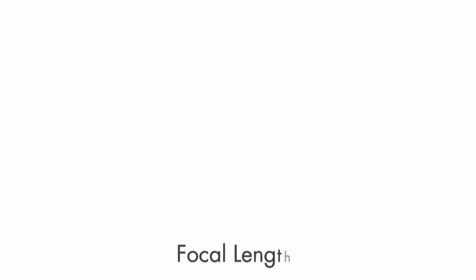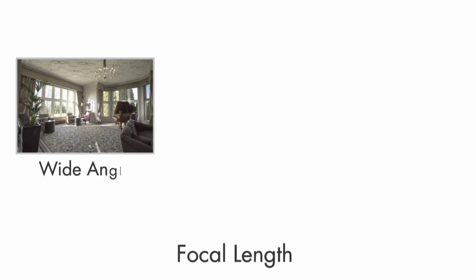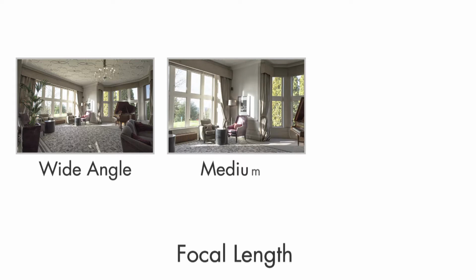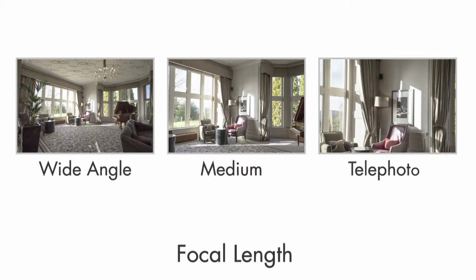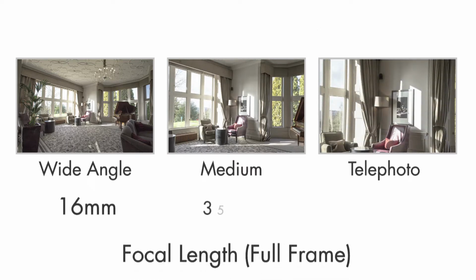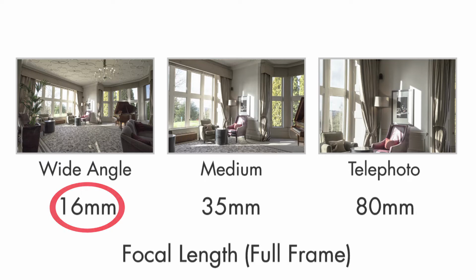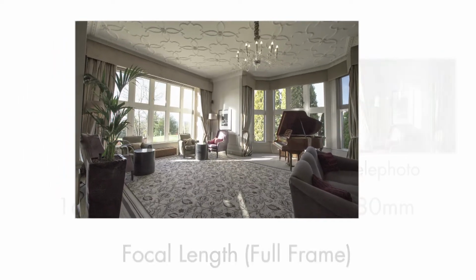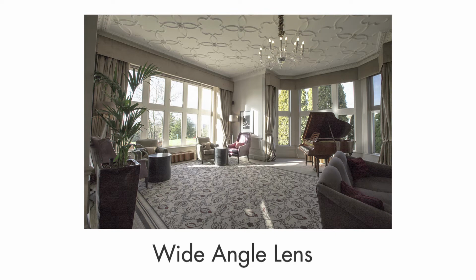The focal length tells us whether the lens is wide angle, medium, or telephoto. A low number, like 16, means it's a wide angle lens. It'll cover a wide field of view, and so you should be able to fit in a large part of the room. This is what our room looks like through a 16mm lens.